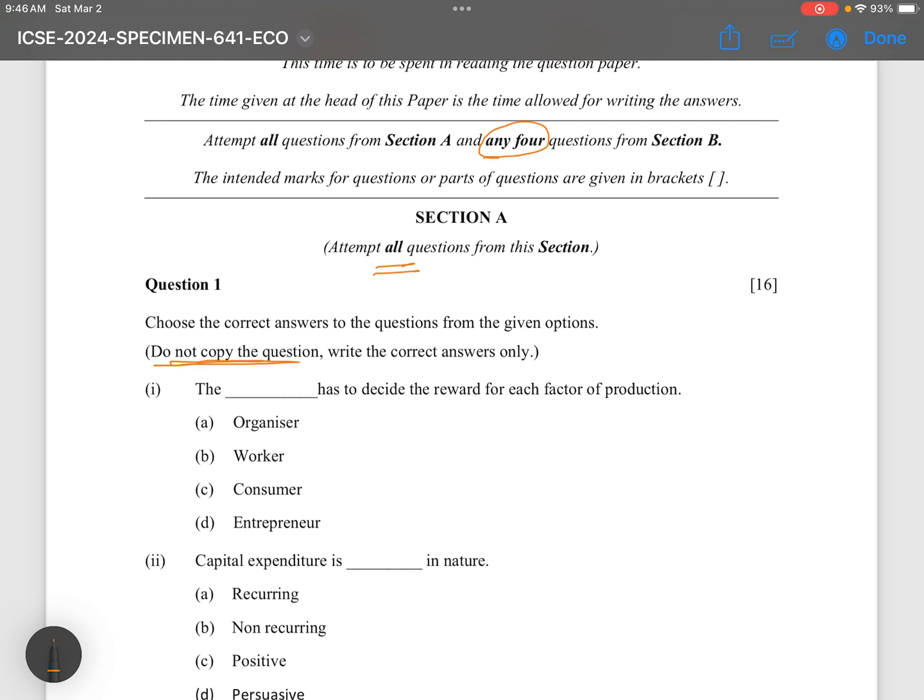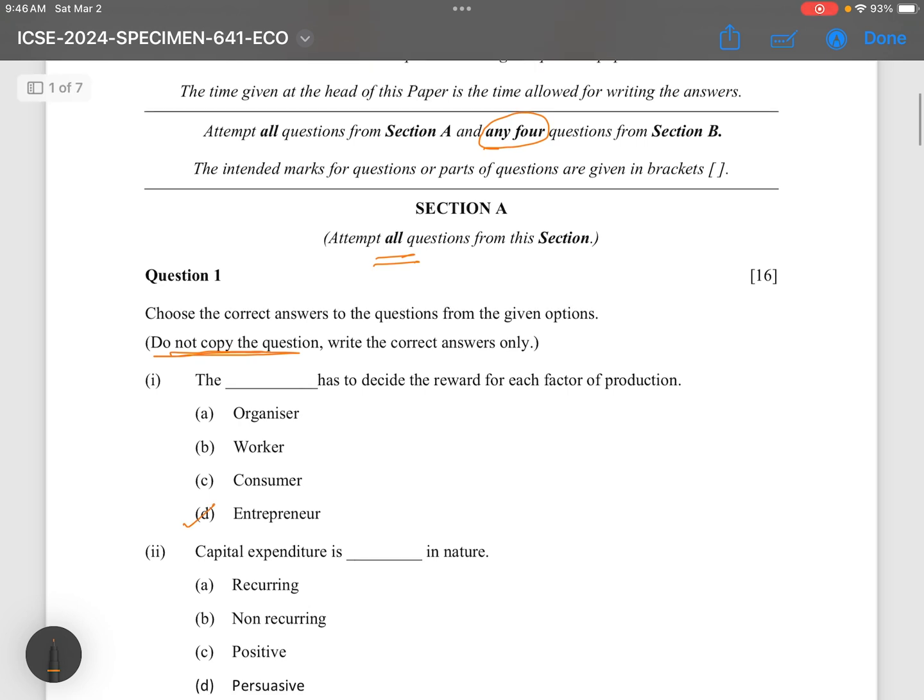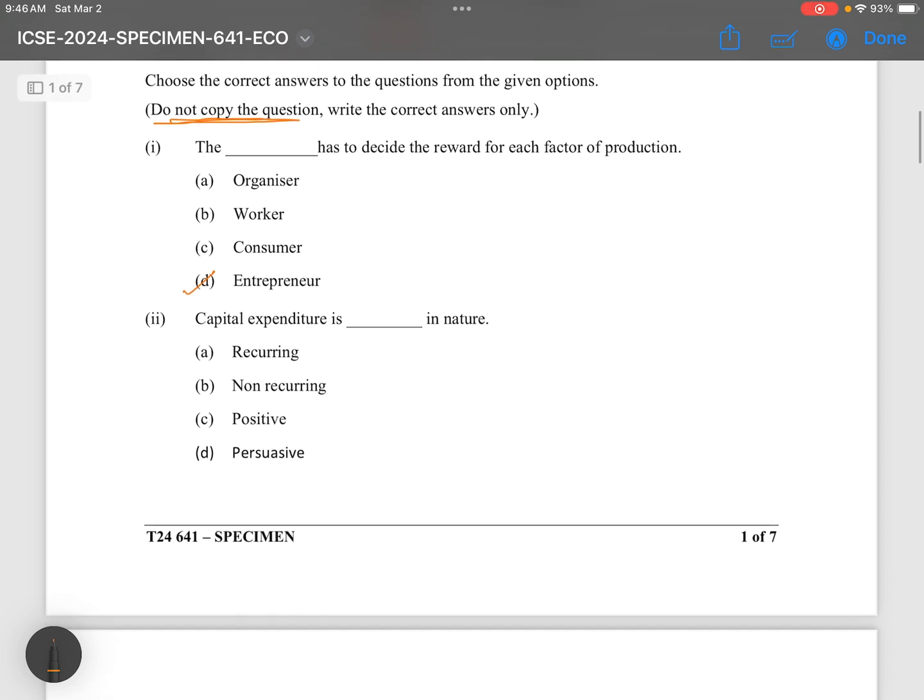So let us start. Now, the first question says that the dash has to decide the reward for each factor of production. By now, if you have prepared for the board exam, I think this is one of the easiest questions for you. So you know this is not organizer or worker. We already know the direct answer. That is, the entrepreneur has to decide the reward for each factor of production.